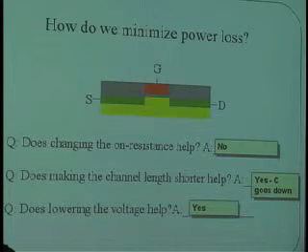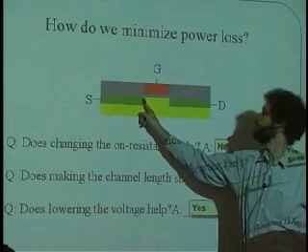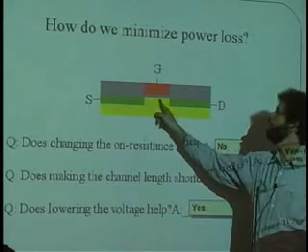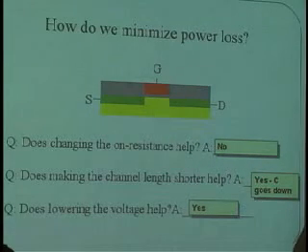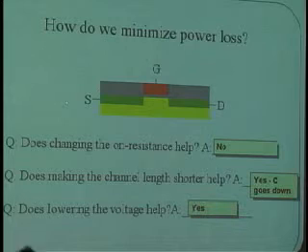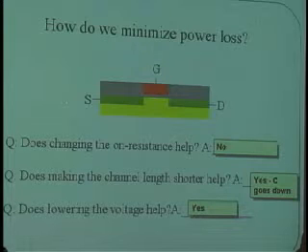How about making the channel length shorter? What that means is making the distance between here and here, the length of the channel, shorter. Is that going to help? The answer is yes, but not because the resistance will go down. It's true that the shorter the channel, the lower resistance you'll have, and what that means is that you can make the chip run faster, because if the resistance is lower, the RC time is lower, and you don't have to wait as long to charge things up.